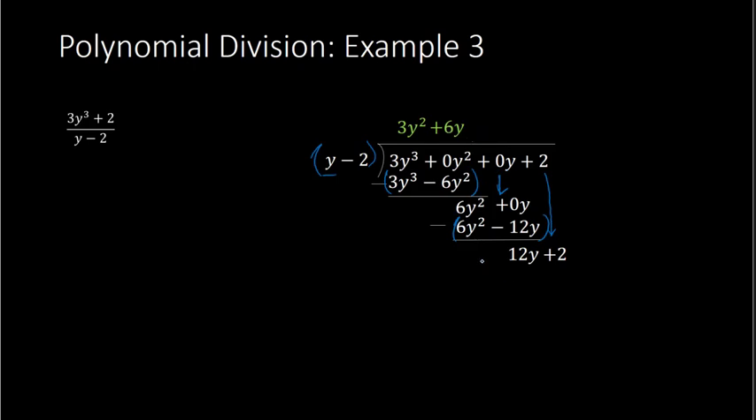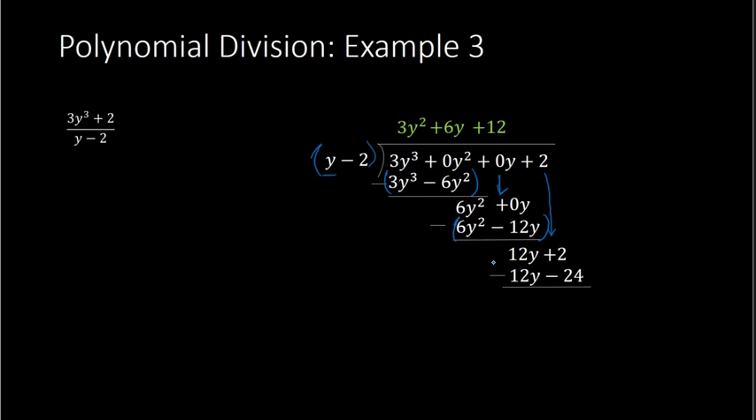I repeat the process one more time, and I see how many times does y go into 12y. And that's going to be 12. 12 times y is 12y. And then I take 12 times the entire quantity of y minus 2, and that's going to give me 12y minus 24.